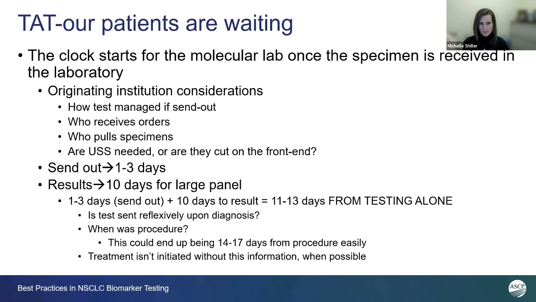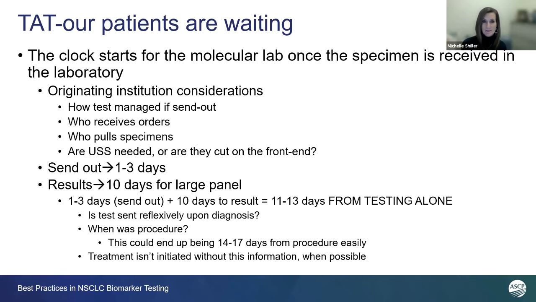Things to think about: the originating institution. These may be things that you are dealing with at your institutions, which is how to manage a test if it's a send out. In fact, the volume here at Baylor has reached a level where, in a different financial world of healthcare, we'd have an additional full-time employee who only handles that. But because we don't, we're having to work that in with existing staff. Who receives the orders? Is there one designee to look for these orders, one recipient that all that routes through? And if not, who are the individuals?